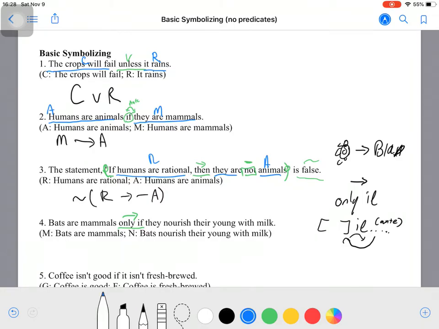So here we have bats are mammals, M, only if they, bats, nourish their young with milk, N. So this would be written as M, arrow, N.